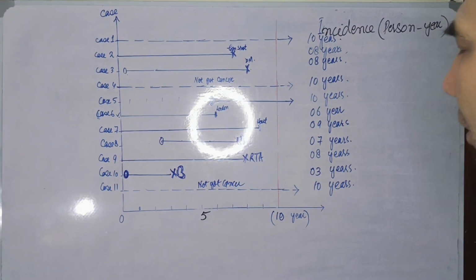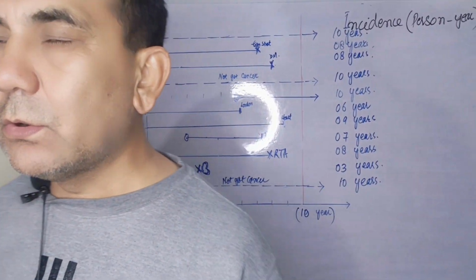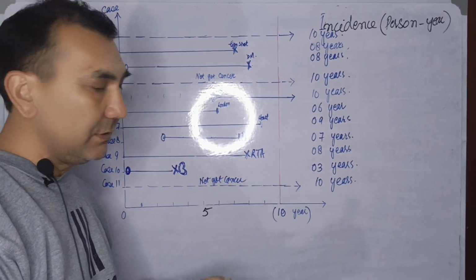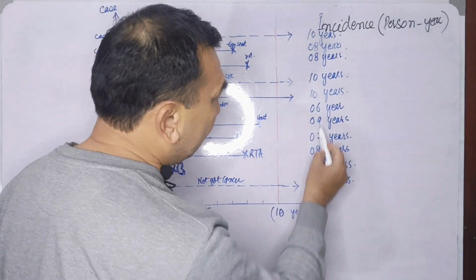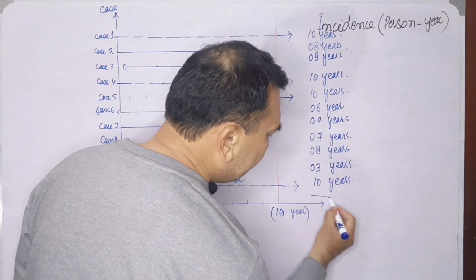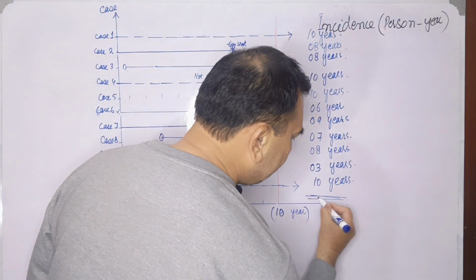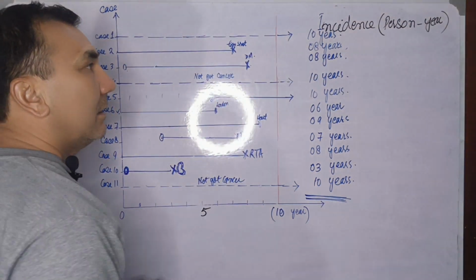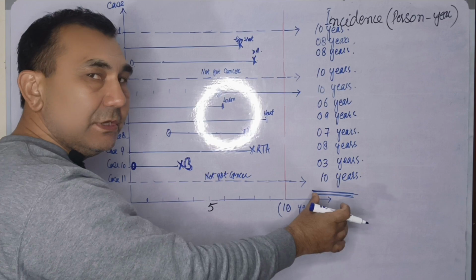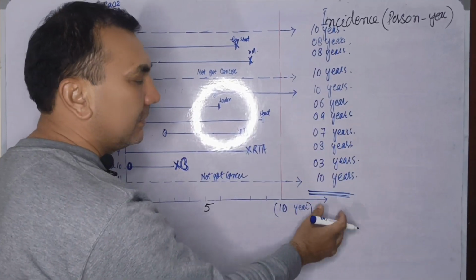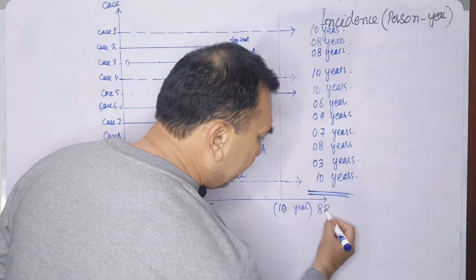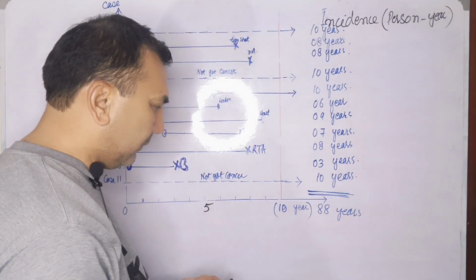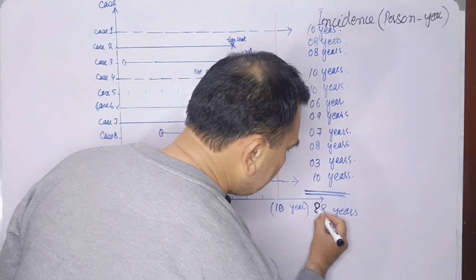so now what we will do, how we will calculate, what's the method to calculate the person years. Now we will sum up all these person years of each case. It will come up with 88 years. Okay, it will be 88 years.